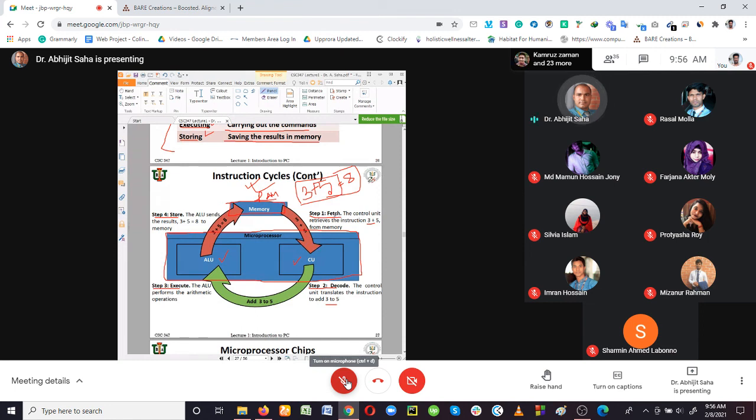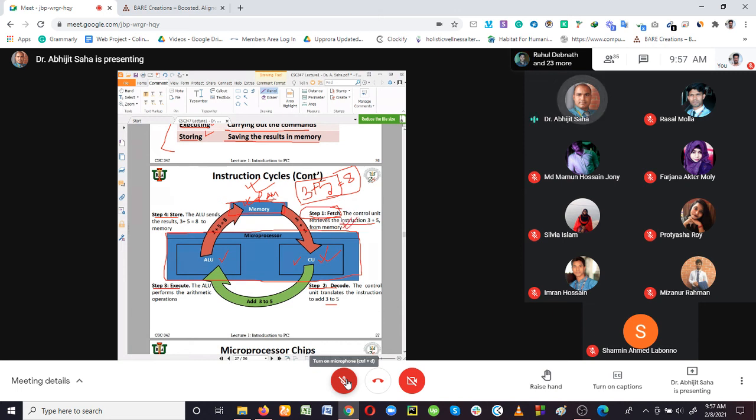So the first step is the fetching stage. In the fetching stage, the control unit retrieves the instruction 3 plus 5 from the memory. The input you have given, 3 plus 5, an addition, is in the RAM. So the CU of the processor, the control unit of the processor, is going to fetch and retrieve the instruction 3 plus 5 from the RAM to the control unit. This is the first step, fetching.